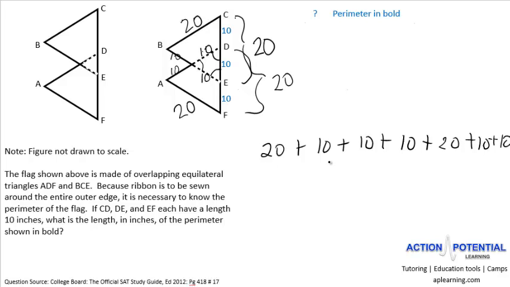So we have 20 plus 10 plus 10 plus 10 plus 20 plus 10 plus 10. That gives us a total of 90. And that's your answer. Now this was a student-produced response question, which means that you would actually have to bubble in the answer instead of choosing an answer choice.